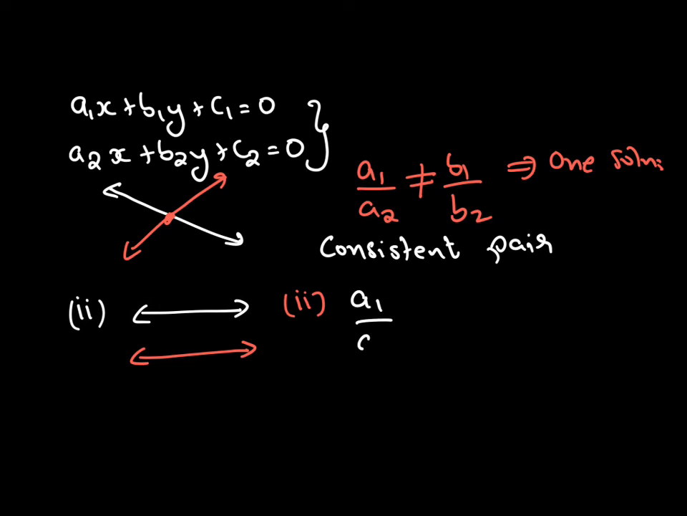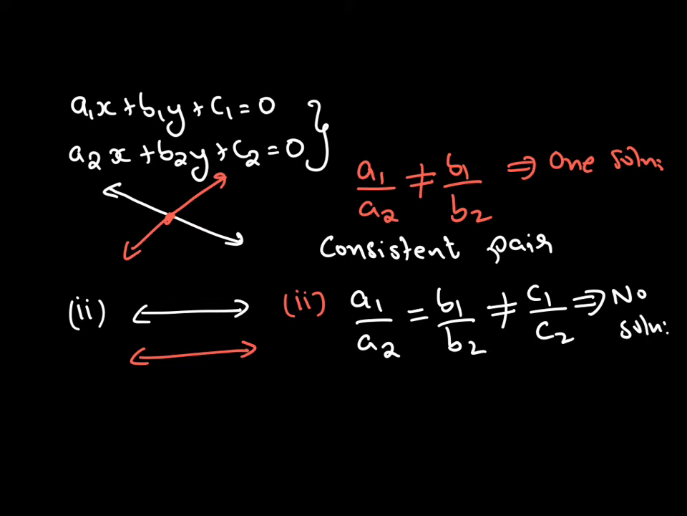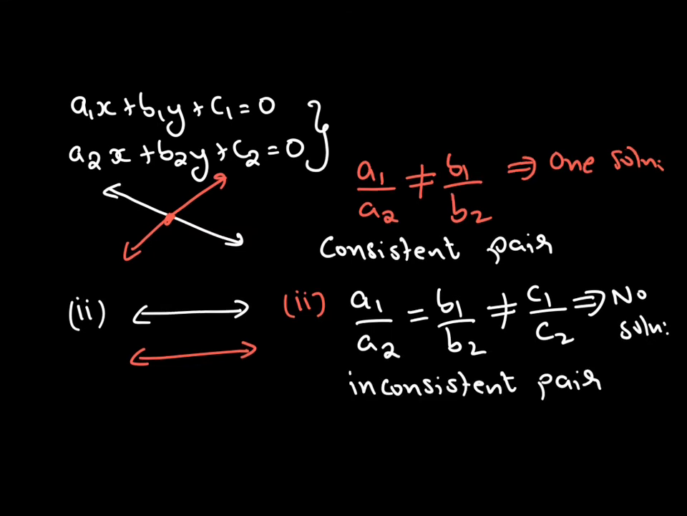When a1 over a2 is equal to b1 over b2, and this is not equal to c1 over c2, then the pair of linear equations will have no solution. And when there is no solution, we say that the linear equations have an inconsistent pair of equations.